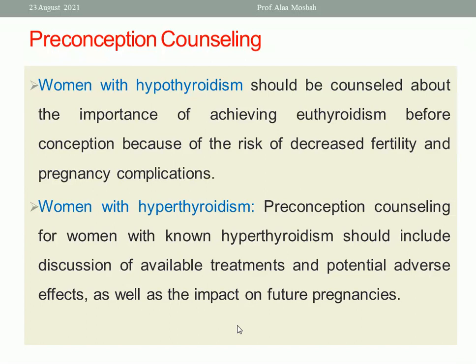What is very important really is preconception counseling. Preconception counseling is important for both hypothyroidism and hyperthyroidism. Women with hypothyroidism should be counseled about the importance of achieving euthyroidism, normal thyroid level, before conception, because of the risk of decreased fertility and pregnancy complications like miscarriage, preterm labor, preeclampsia, and so on. And of course, the cognitive and developmental anomalies and so on.